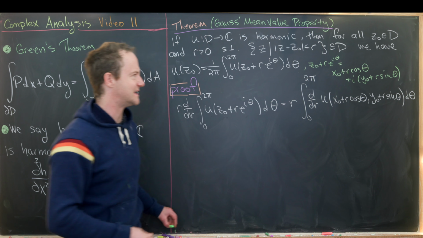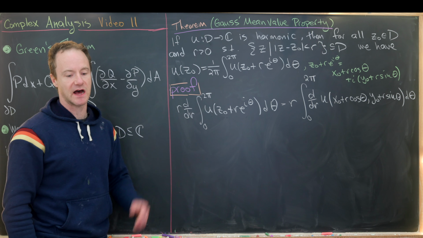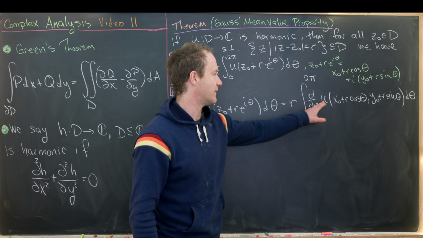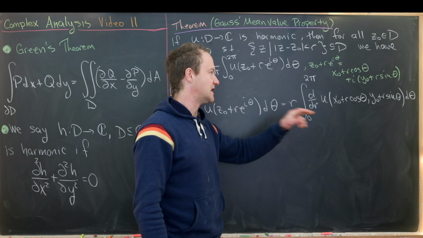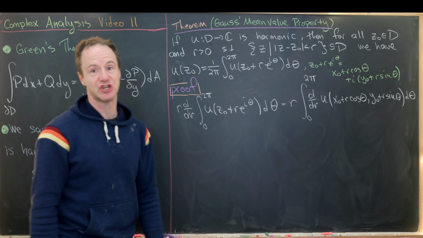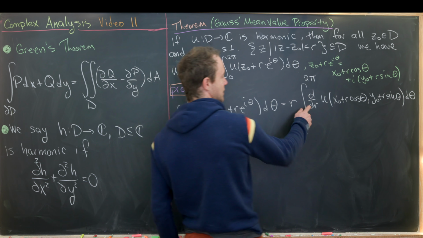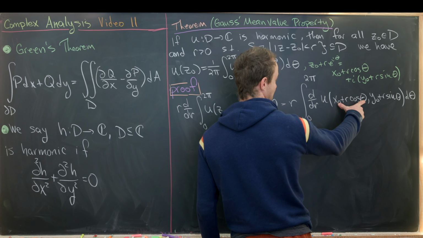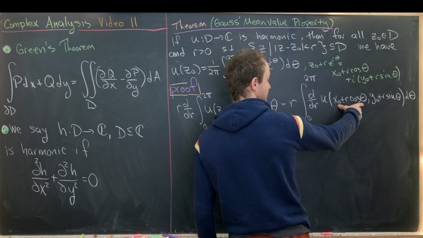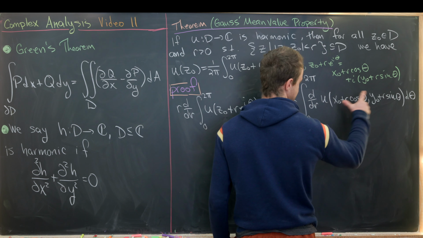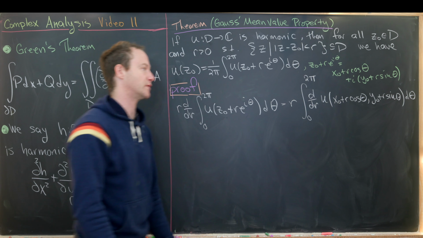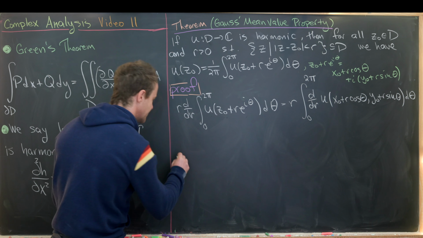That's of course if we take z naught to be x naught plus i y naught. But now we take the derivative of this with respect to r, keeping in mind that we have to use the chain rule here. So we have to go through the derivative of u with respect to x, and then the derivative of this with respect to r, and the derivative of u with respect to y, and the derivative of this with respect to r. So let's see what that gives us.